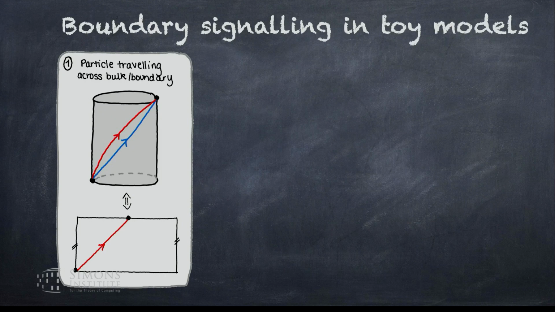So the idea of slowing down time in the bulk is that these two operations now will take the same amount of time.